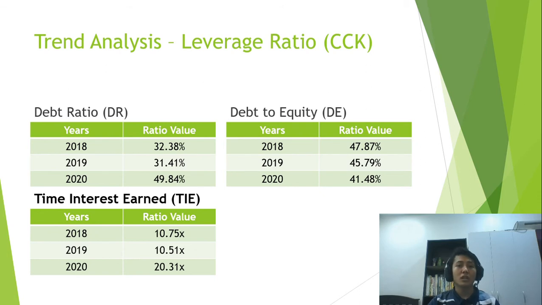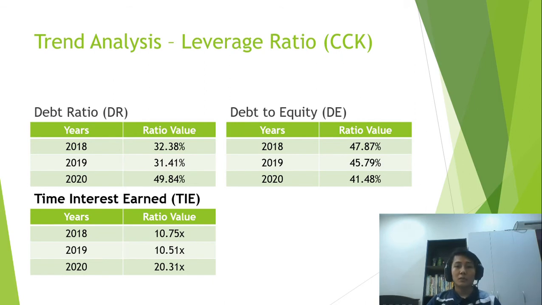There are three ratio analyses involved, which are debt ratio, debt to equity, and times interest earned. So let's start with debt ratio. CCK's debt ratio for all three consecutive years show good ratio performance. It shows that the company has more assets than debt as the percentage is less than 100%. However, there was an increase of debt ratio from 2018 until 2020, which indicates that the risk is gradually increased.